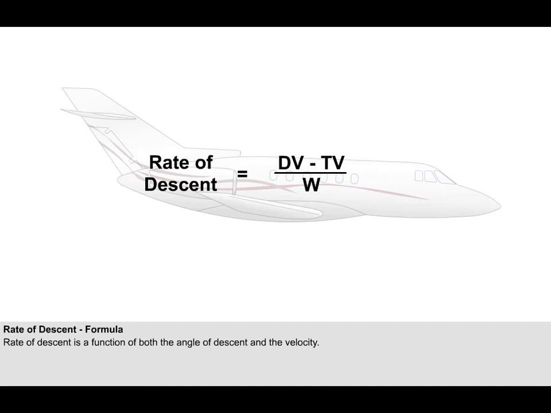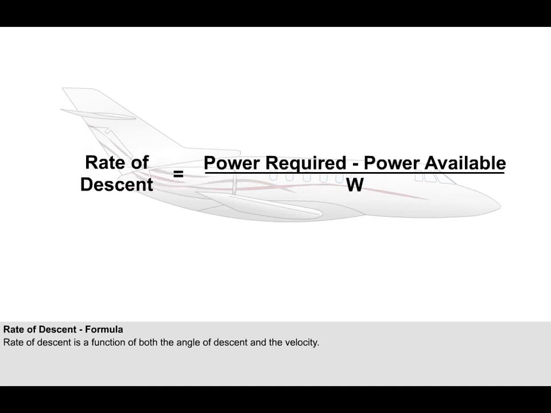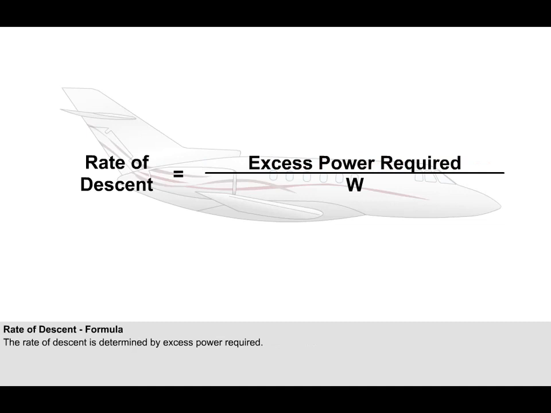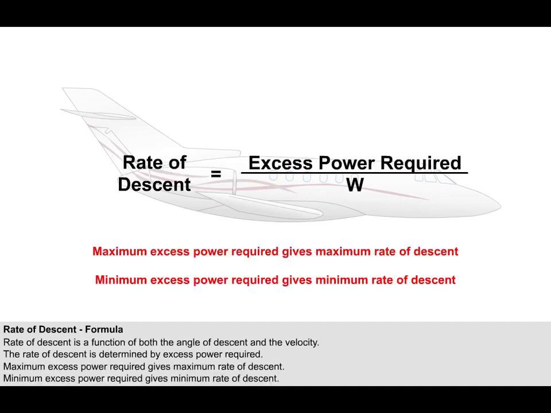You may recall that force and velocity gave us power, so the correct formula for the rate of descent is the one shown. The rate of descent is equal to the power required minus the power available divided by the weight. Power required minus power available gives excess power required, so for any given weight, the rate of descent is determined by the excess power required. The greater the excess power required, the larger the achievable rate of descent. Conversely, the lesser the excess power required, the smaller will be the rate of descent.